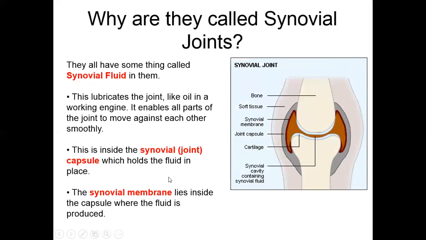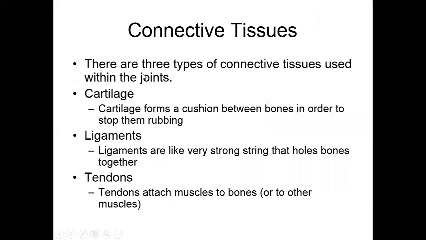Now the synovial membrane lies inside the capsule where the fluid is being produced. So we have a membrane inside the capsule where the fluid is being made. So we must understand that there should be a connective tissue between the bones and the muscles before movement can be possible. There are three types of connective tissues which we have. We have the cartilage, we have the ligament, we also have the tendons.